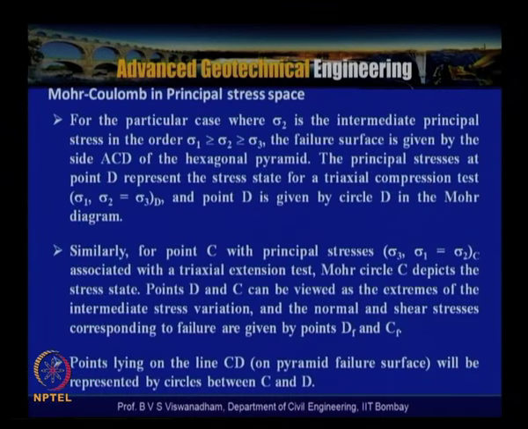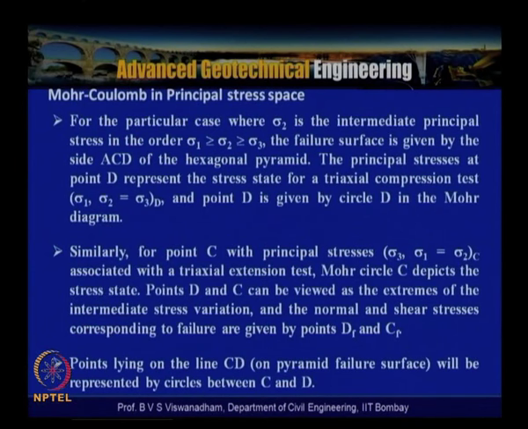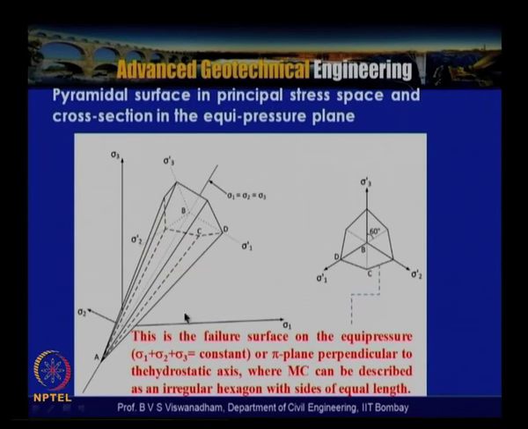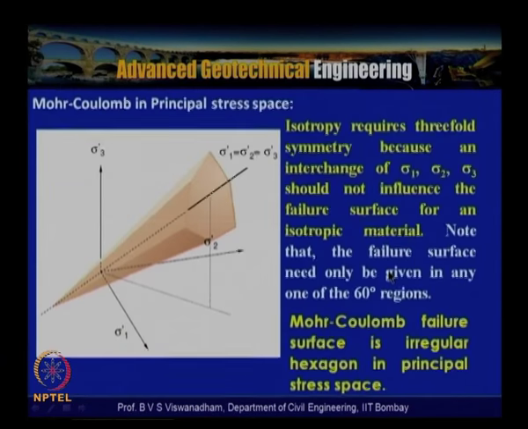Further extending the discussion, for the particular case where sigma 2 is the intermediate principal stress, in the order sigma 1 greater than sigma 2 greater than sigma 3, the failure surface is given by the side ACD of the hexagonal pyramid. That is the side ACD of the pyramid, which is shown in the surface. D is this point, sigma 2 dash.